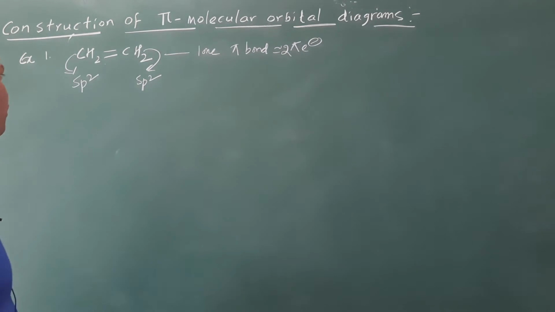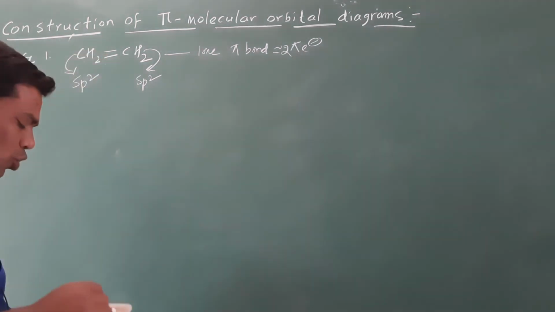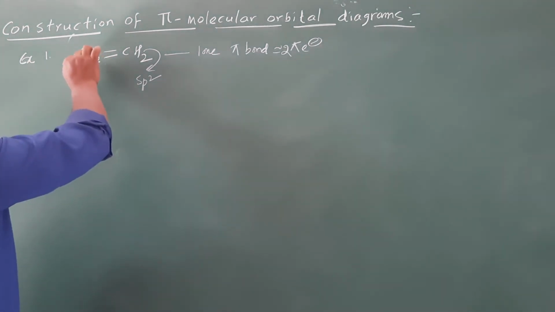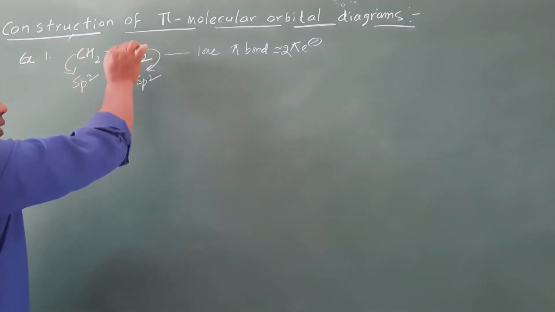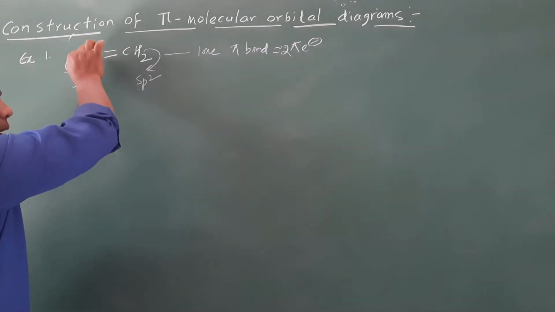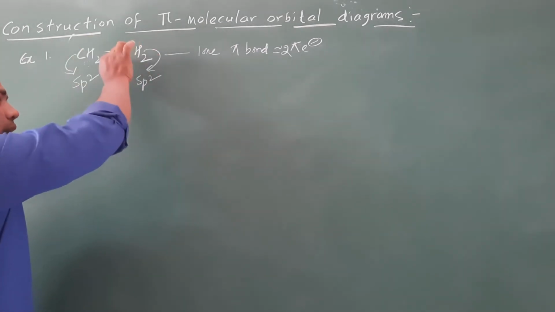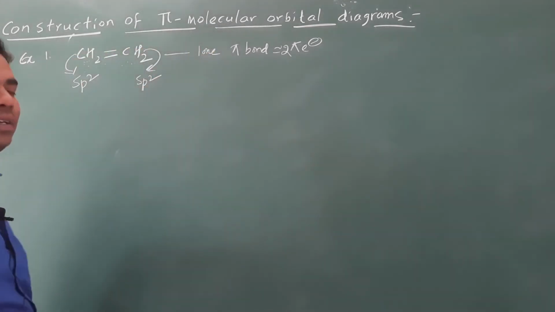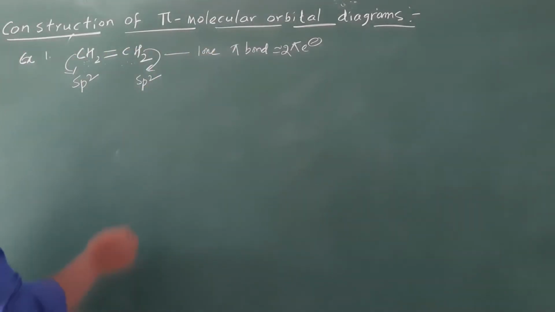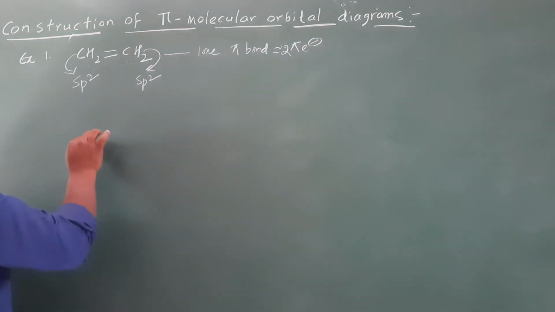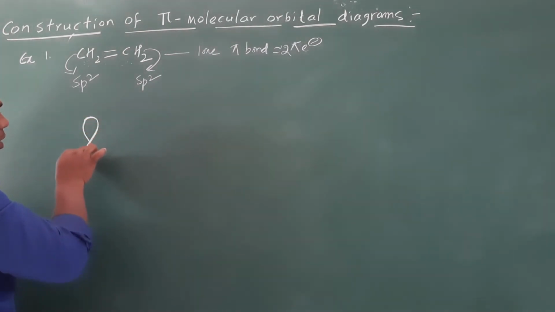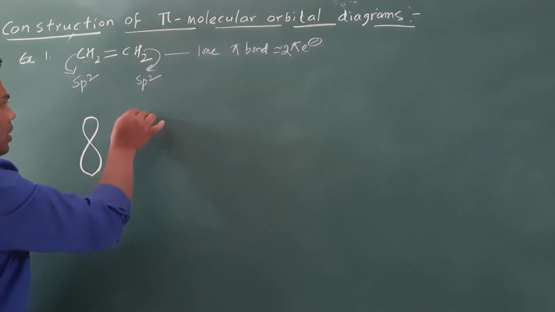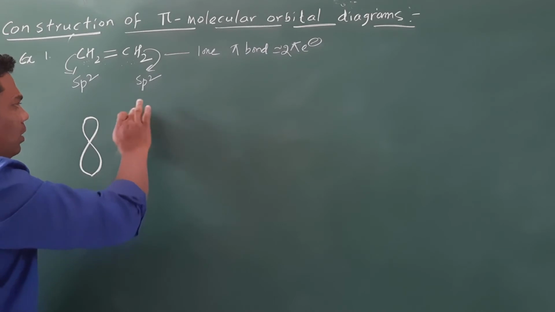So here we will take the p orbitals of each carbon. This is the p orbital for this carbon atom and this is the p orbital for the other carbon atom, because there is one unpaired electron in the pz orbital of each carbon, which we will consider. Then we will construct the molecular orbital diagram. Clear, student? So here you can see this is the molecular orbital diagram. This is one molecular orbital, and this is another molecular orbital.